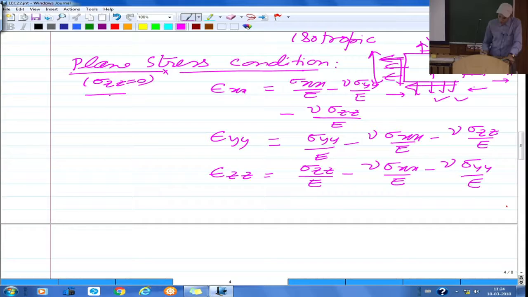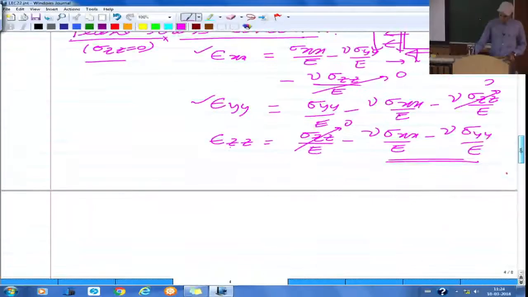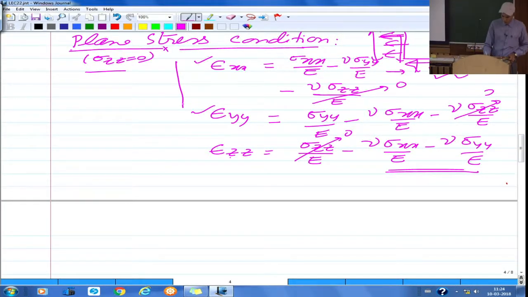So if you put sigma zz equal to 0, this term is 0, this term is 0, and this term would be 0. Then you will find that epsilon zz is just expressed in terms of sigma xx and sigma yy, and now using these two equations, I can express sigma xx and sigma yy in terms of epsilon xx and epsilon yy. This is just a brief summary of what you would have learned. I am briefly summarizing the constitutive relation for the plane stress condition.